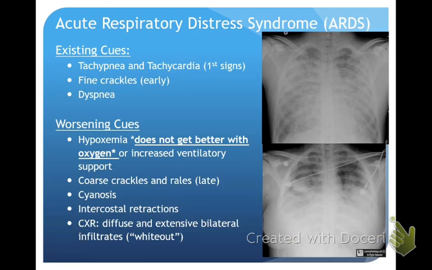So that's why, for those of us that read ahead, tachycardia and tachypnea are our first signs. Maybe some fine crackles early as fluid starts to leak through, and trouble breathing. And this ARDS is exactly what is happening to COVID patients that are getting sick and getting intubated. This ARDS is what is going on with their lungs.